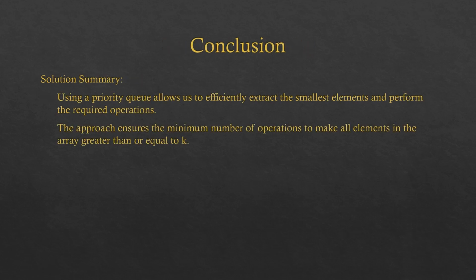In conclusion, using a priority queue allows us to efficiently manage and retrieve the smallest elements in the array. This approach guarantees the minimum number of operations needed to ensure all elements in the array are greater than or equal to the given threshold value k.